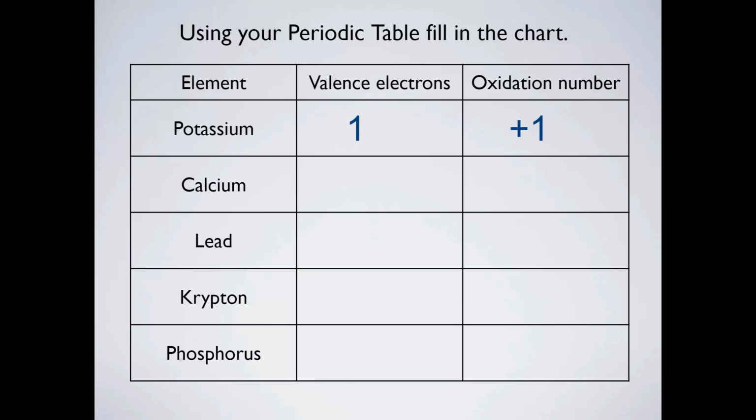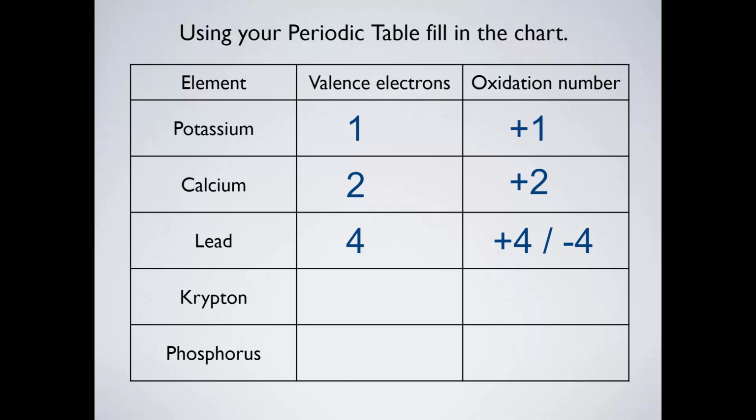Calcium, Devin, how many valence electrons? 2. What's its oxidation number? Plus 2. It has 2 extra electrons. Lead. Maddie? 4. Now this is one of those weird ones. It could be plus or minus 4, because it's just as easy to gain 4 as it is to lose 4.